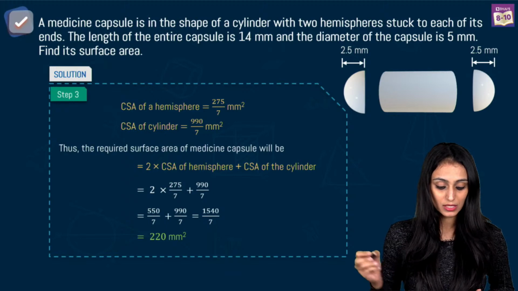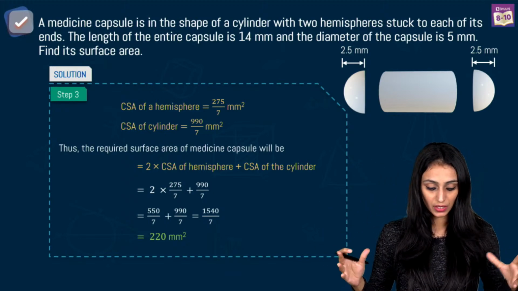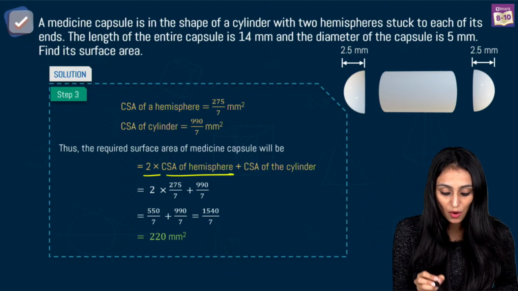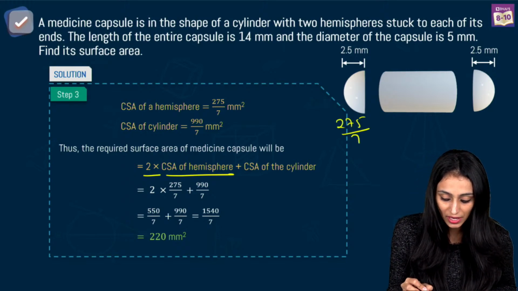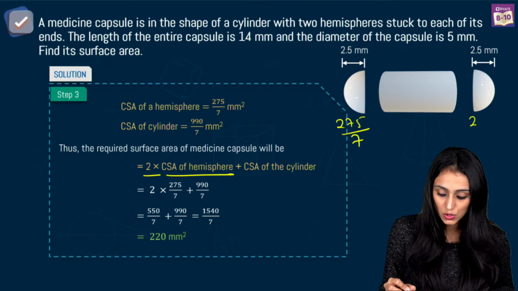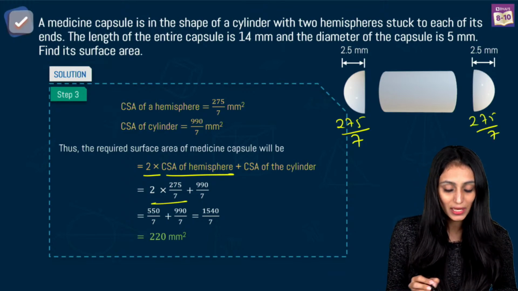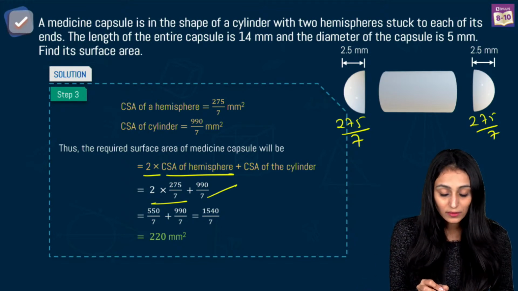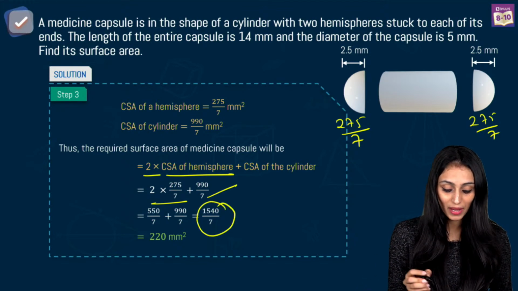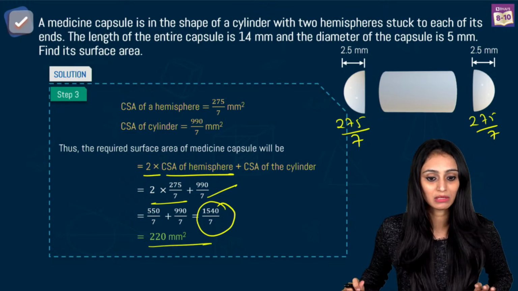Now coming to this, the required surface area. So that would be twice the surface area of one hemisphere. Surface area of one hemisphere is what? 275 by 7 millimeter square. For this one also, right? That's why we are multiplying by 2 plus CSA of the cylinder, add them up, you get 1540 by 7 millimeter square, which is 220 millimeter square.